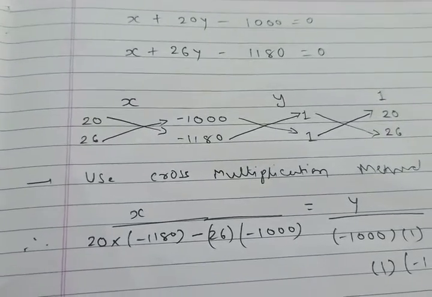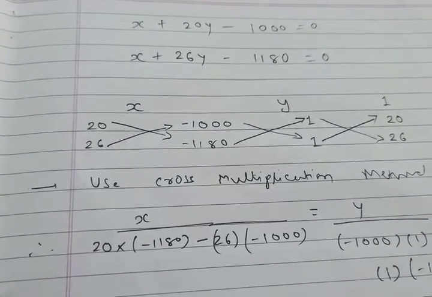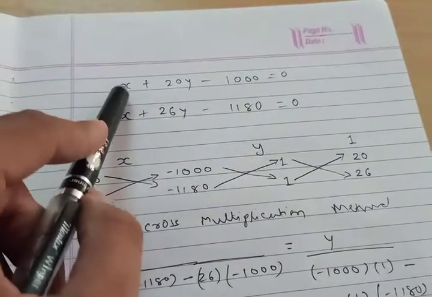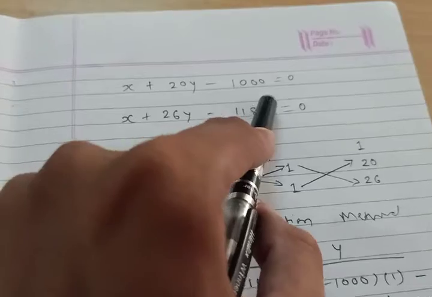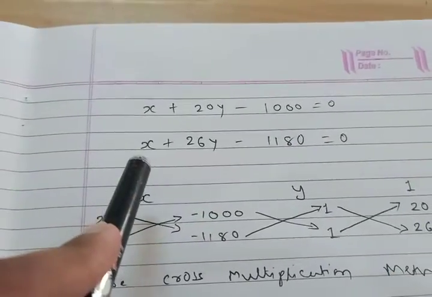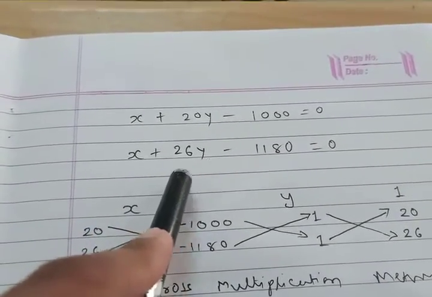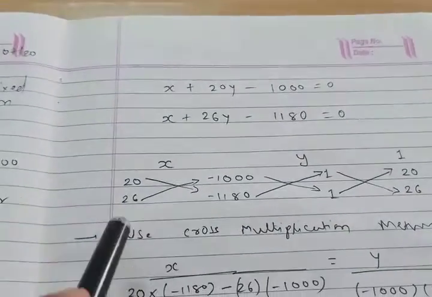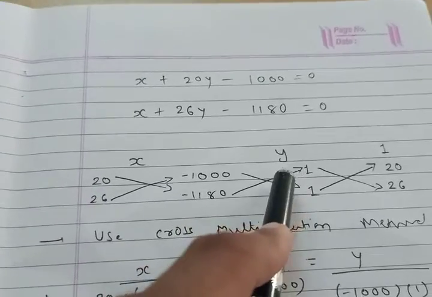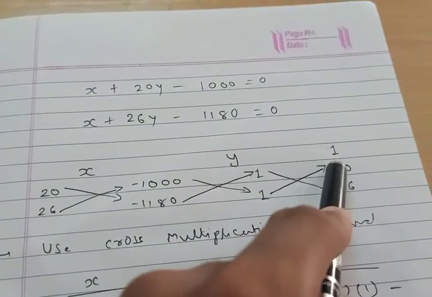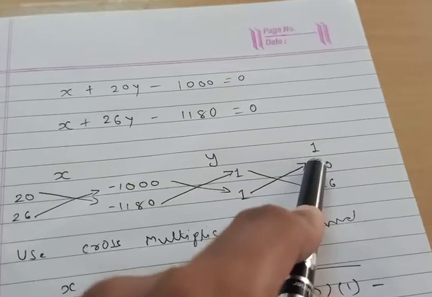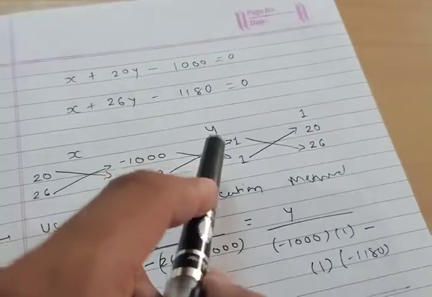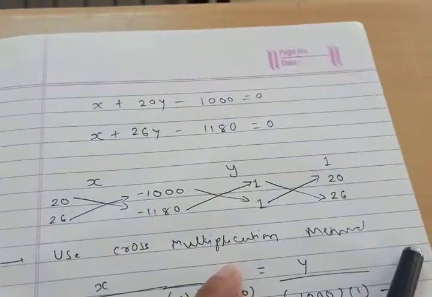See here, in the previous lecture I taught you the cross multiplication method. Equation number 1 is x plus 20y minus 1000 is equal to 0. Equation number 2 is x plus 26y minus 1180 is equal to 0. Now students, put here variable x, variable y, and last one is the constant, because this is a linear equation. That's why there are two variables, x and y. Last one is the constant term.